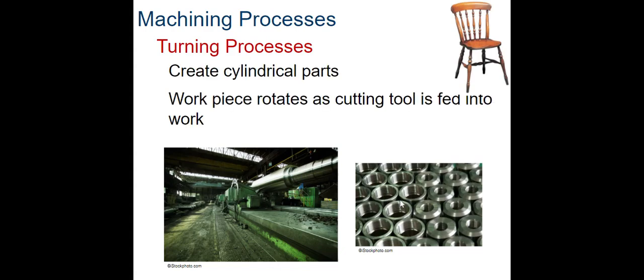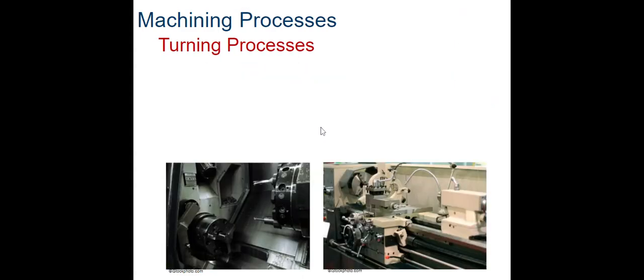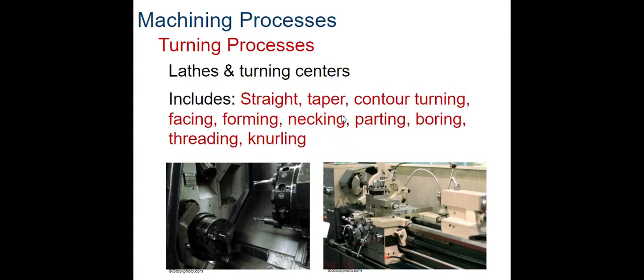It can be used to create cylindrical parts. Basically, again, the workpiece, the wood or the metal, rotates, and the cutting tool is fed into the work to cut it. The device they typically use is called a lathe. This is an example of a lathe down here. A lathe is also called a turning center, and it can include lots of different types of turning.